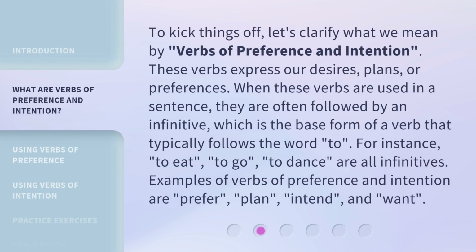To kick things off, let's clarify what we mean by verbs of preference and intention. These verbs express our desires, plans, or preferences. When these verbs are used in a sentence, they are often followed by an infinitive, which is the base form of a verb that typically follows the word to. For instance, to eat, to go, to dance are all infinitives. Examples of verbs of preference and intention are prefer, plan, intend, and want.